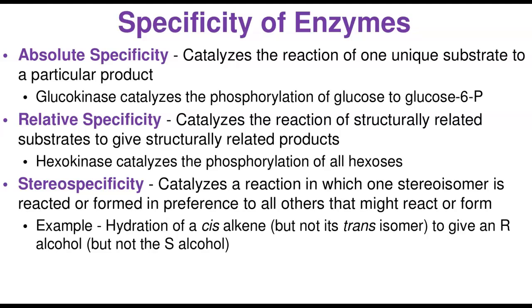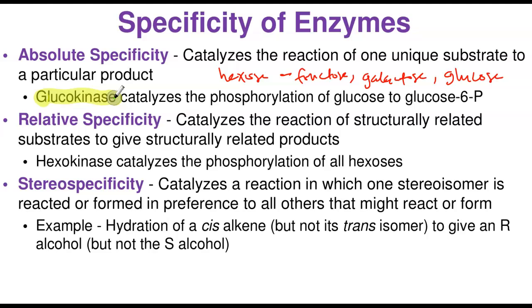Absolute specificity is when a particular enzyme only catalyzes a particular substrate. It is specific for that substrate, so if you give it something even closely related, it's not going to work on it. A good example is glucokinase. Glucokinase catalyzes the phosphorylation of glucose to glucose 6-phosphate, the first reaction of glycolysis. Glucokinase only acts on glucose. Remember, we have hexoses: fructose is a hexose, galactose is a hexose, and glucose itself is a hexose. Glucokinase only acts on the phosphorylation of glucose and no other one.